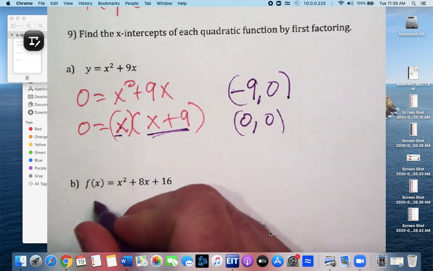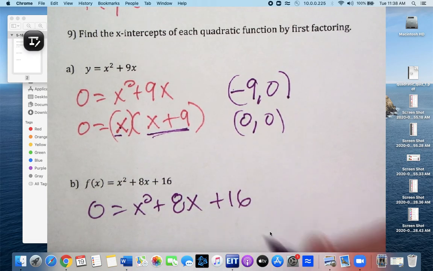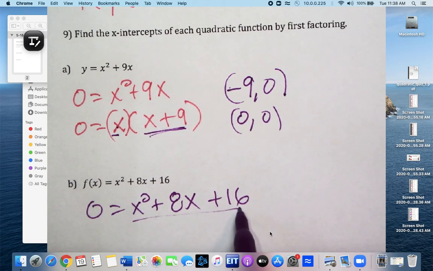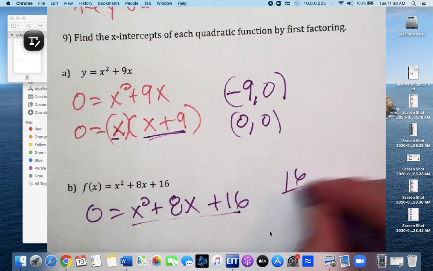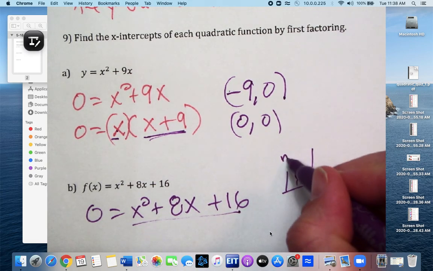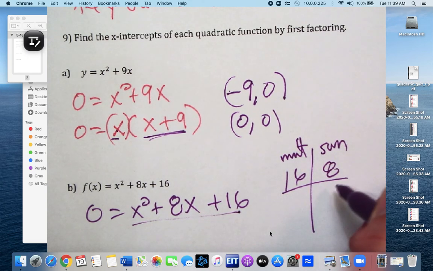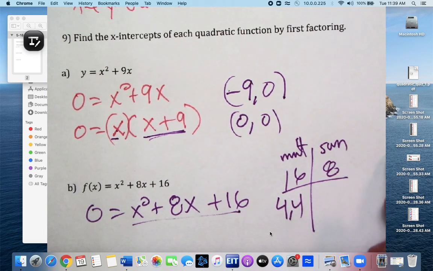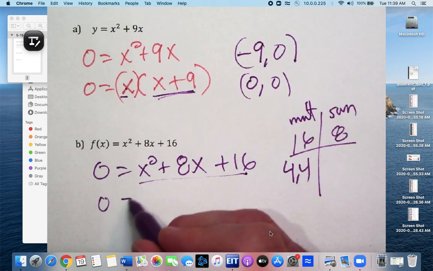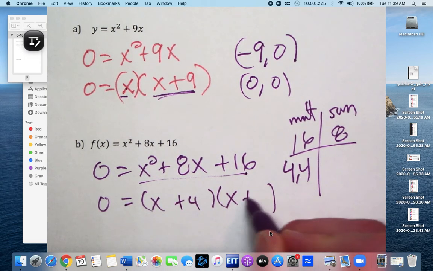We want to find the x-intercept, so that's when y equals 0. And we're going to factor. How many terms? 3. GCF other than 1? No. It's in the form x squared plus bx plus c. So we're looking for things that multiply to c, 16, and that sum to 8. So that would be 4 and 4. 4 times 4 is 16. 4 plus 4 is 8. Because it's x squared, we can do a shortcut. x plus 4 times x plus 4.